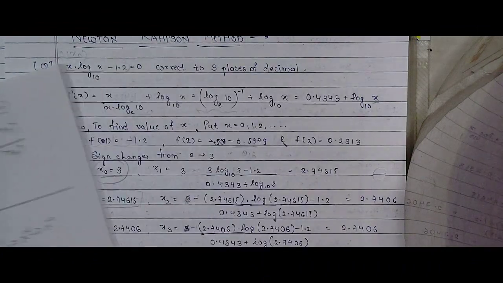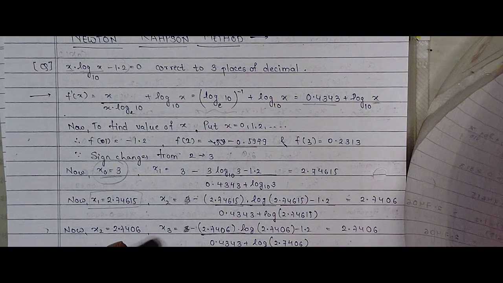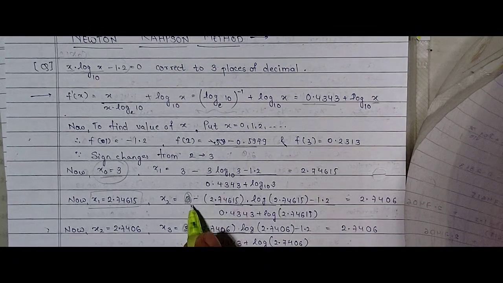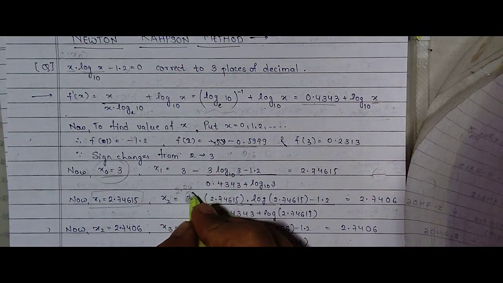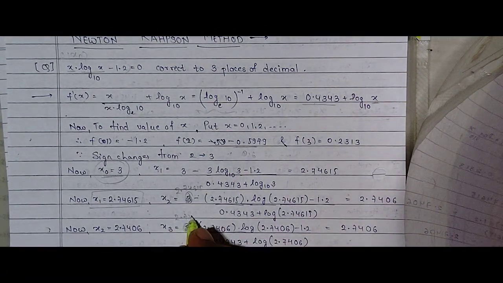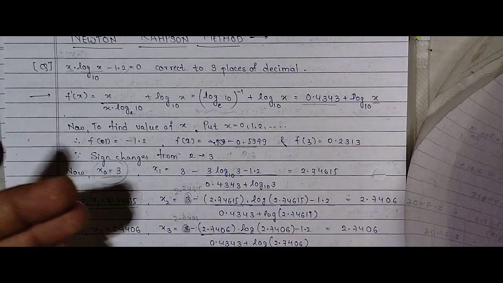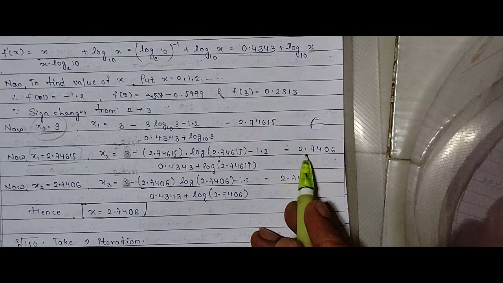So I hope guys you have now understood what mistake I have done in this sum. The mistake I made is that I put 3 everywhere, which is wrong. Here the x1 value, that is 2.74615, you have to put, and here 2.7406 you have to put. So guys, again you will be substituting these values in your calculator.